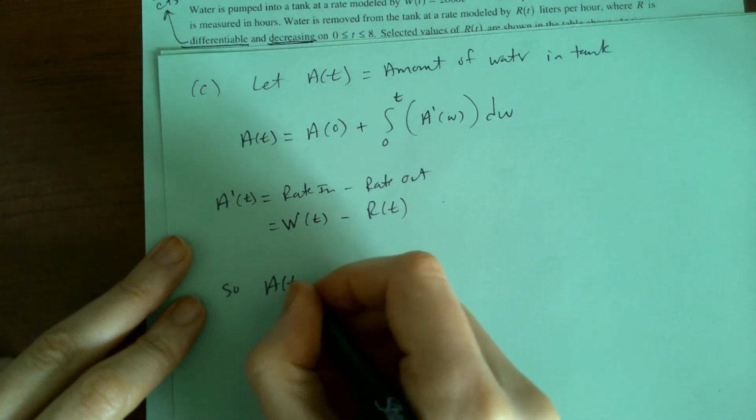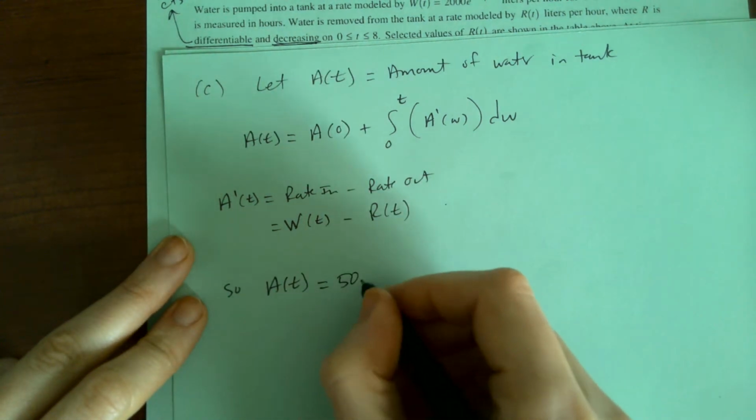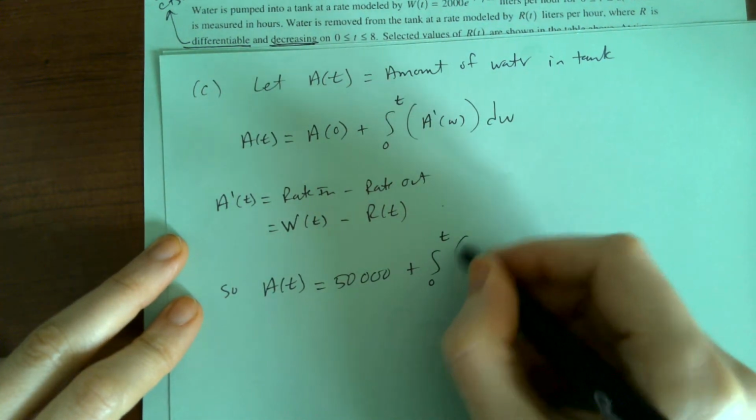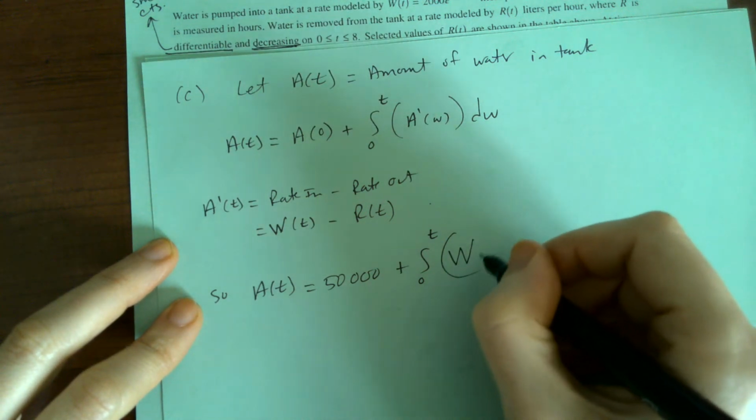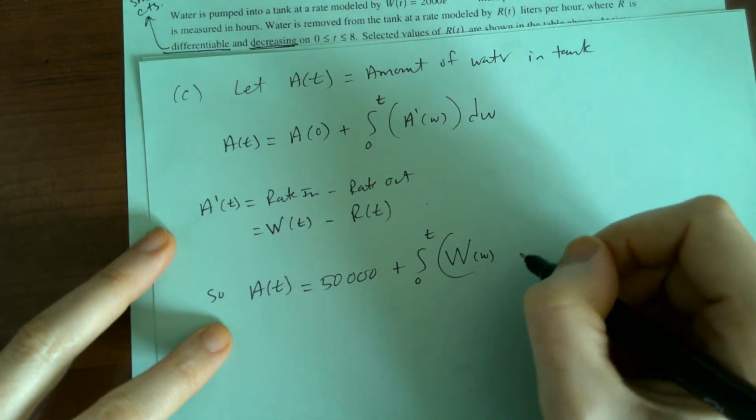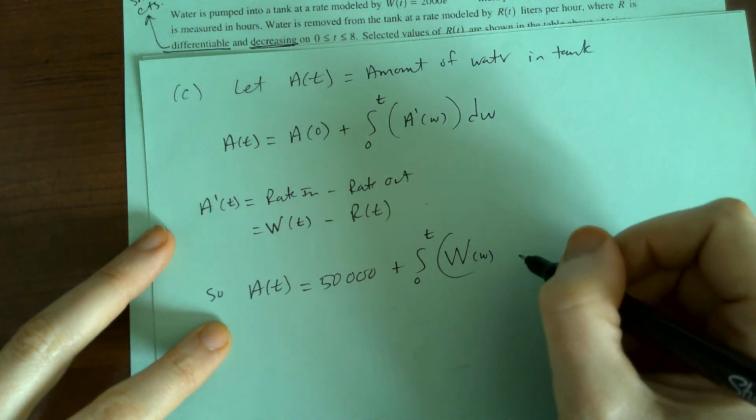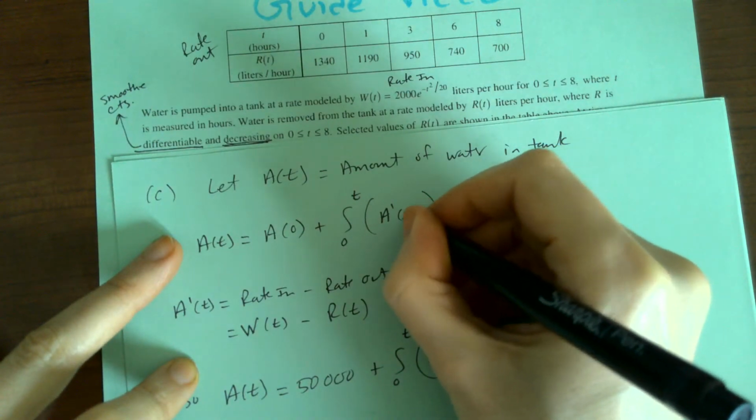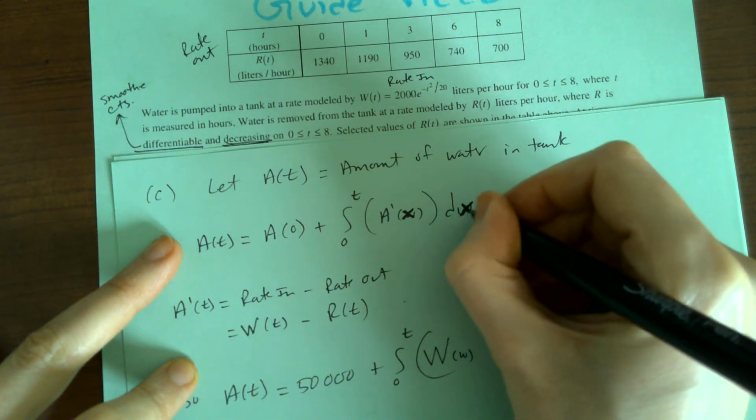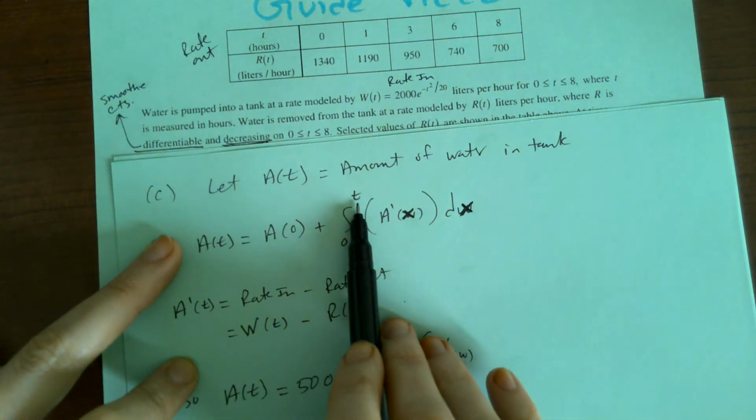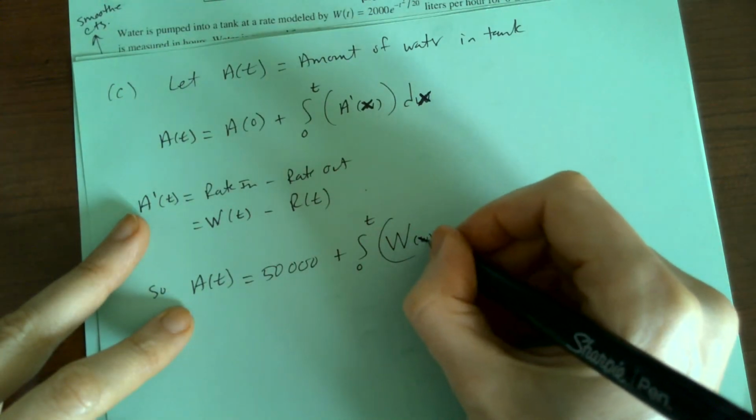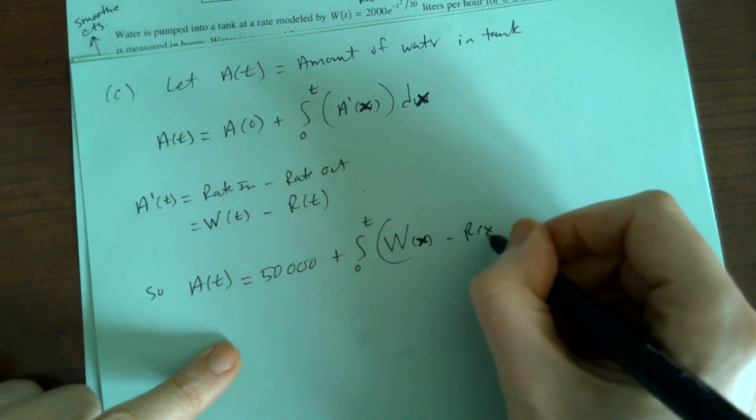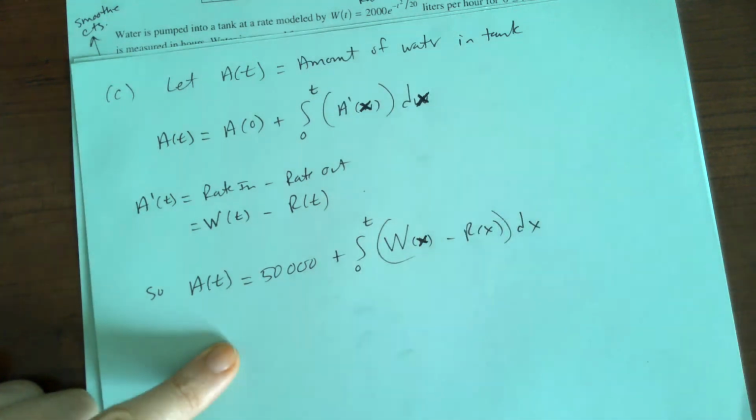So A of 0 is 50,000 plus the integral from 0 to T of W of W, and you could use X instead, guys. Maybe I should do that. I'm changing these to X's. It just can't be the same as that. You could choose any variable you want. W of W just looks weird. So W of X minus R of X dx.